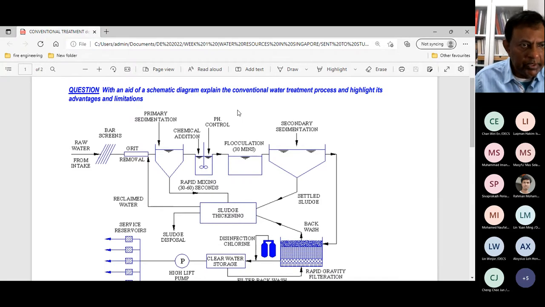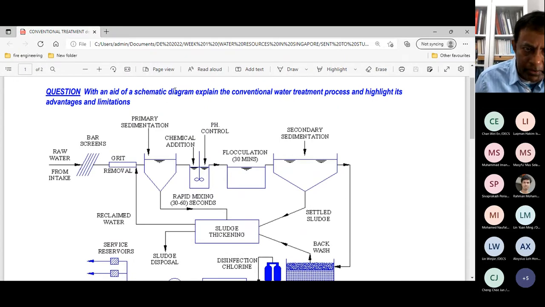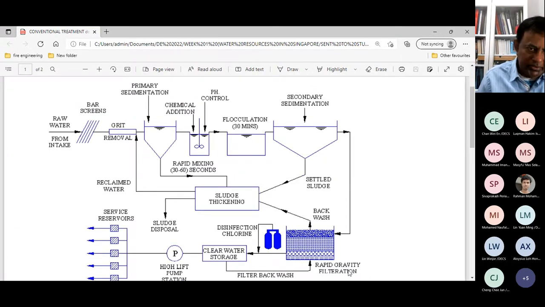Now, these are some of the past paper questions. I'm just highlighting what you need to know. In this particular question: with the aid of a schematic diagram, explain the conventional water treatment process and highlight its advantages and limitations. This is a typical question for your common test. If you are going to answer this question, you need to know this process, which means this diagram. It is the sequential processes that are adopted by the treatment plant, where one by one you can remove the materials, suspended solids and solid particles, and then we only disinfect and pass the water to the consumers. So you can draw this diagram.